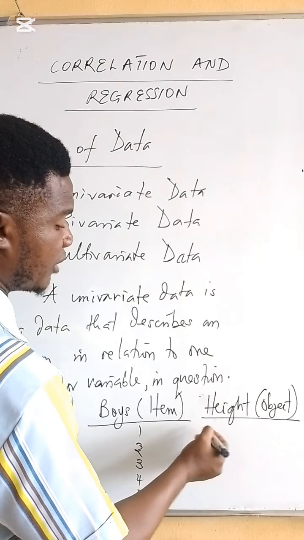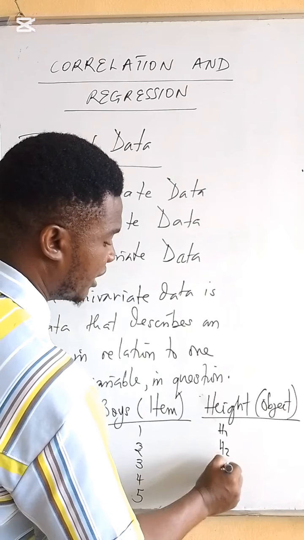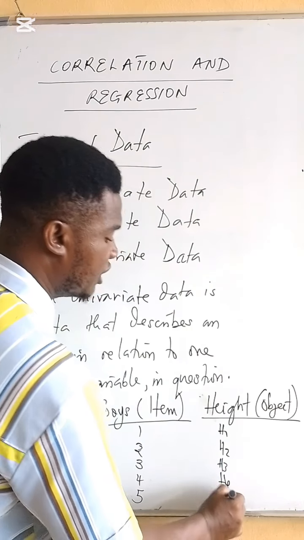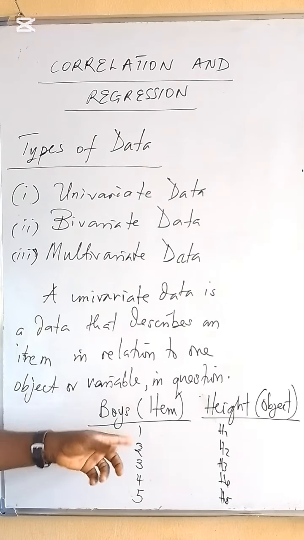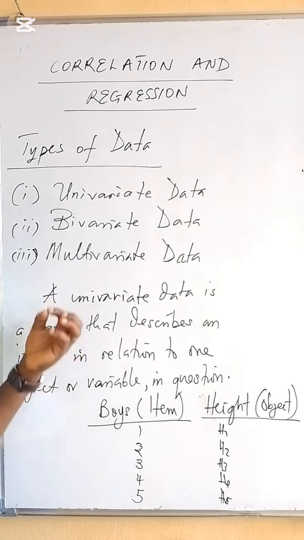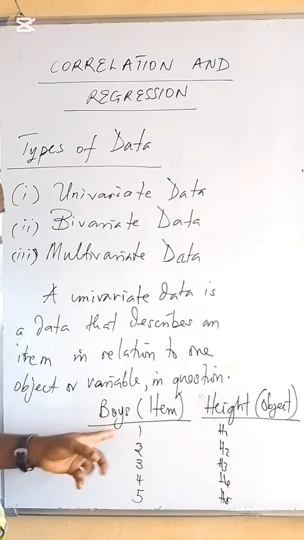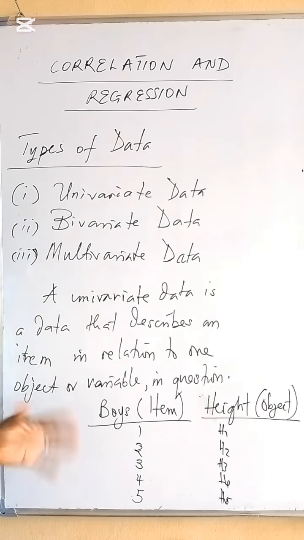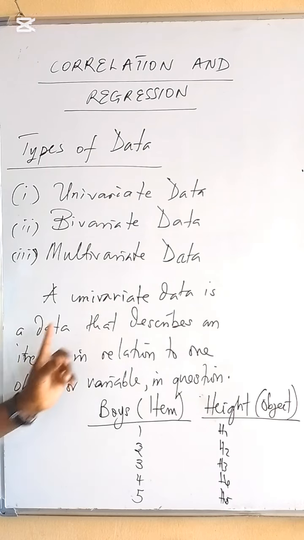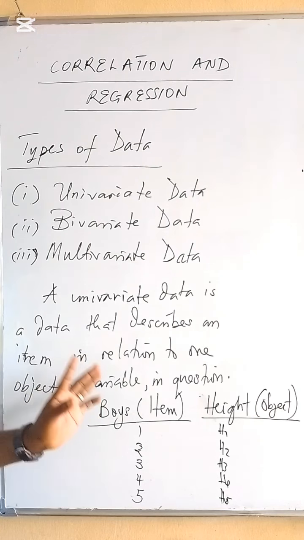For each of these boys, you'll be taking values of their heights. So if the height of the first boy comes out as h1, the height of the second will come out as h2, h3, h4, h5. These will be the values of this random variable height, coming from measurements taken on each of the boys. So in this case, we say this data you have obtained in relation to this item from this variable alone constitutes what we call a univariate data. So simply put, a univariate data is a data that describes an item in relation to one object or variable in question. Now comes the bivariate data.